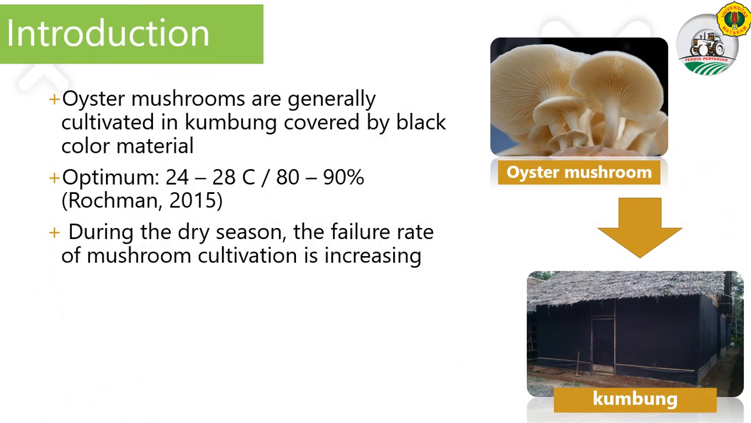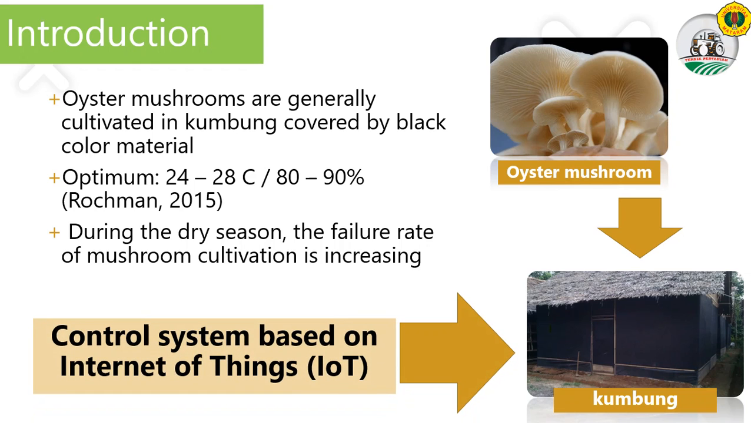First is the introduction. Oyster mushrooms are generally cultivated in kumbung covered by black color material. The optimum conditions for oyster mushroom growth are 24 to 28 degrees Celsius and 80 to 90% humidity. However, during the dry seasons, the failure rate of mushroom cultivation increases due to the high temperature inside the kumbung. Therefore, control systems based on Internet of Things need to be applied in the kumbung.